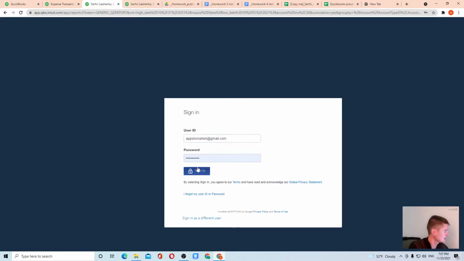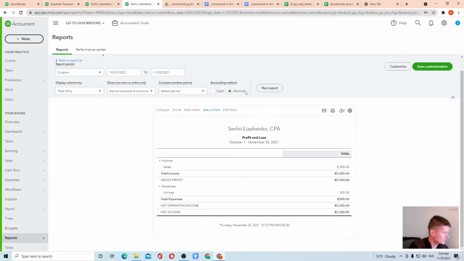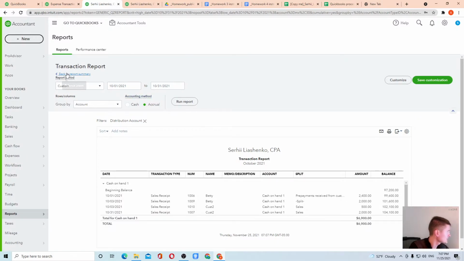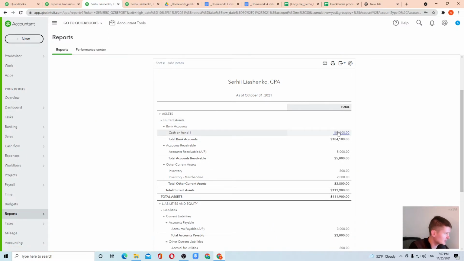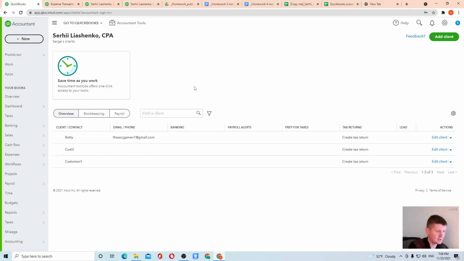Let's see. Oops, I was logged out from my account. Let's go into profit and loss. Okay, so we have periods here, and let's look here. October 3rd, customer 2, $500. Here it is in revenues. On the balance sheet, cash on hand, $500. Here it is.